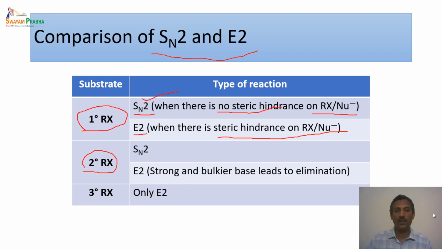And in the case of secondary alkyl halides, it generally follows reaction by the SN2 mechanism. And if it undergoes the E2 mechanism, then we need a strong and bulkier base. Only then does it undergo the elimination mechanism. And the tertiary alkyl halide does not undergo SN2, it only undergoes elimination reaction. So in the tertiary alkyl halide, we do not talk about SN2.